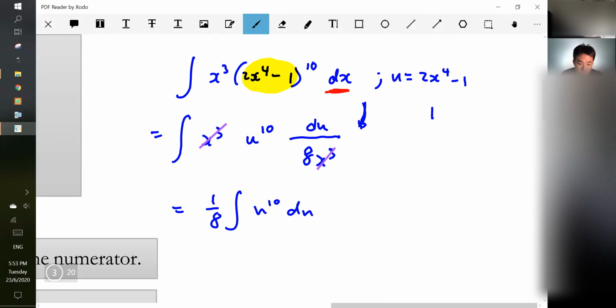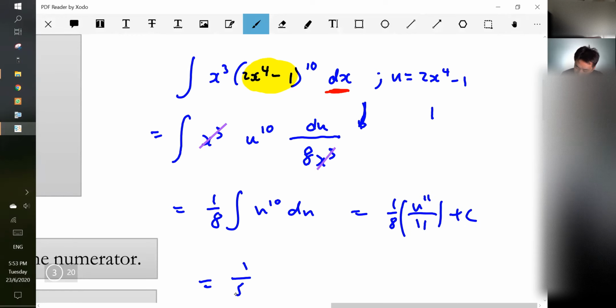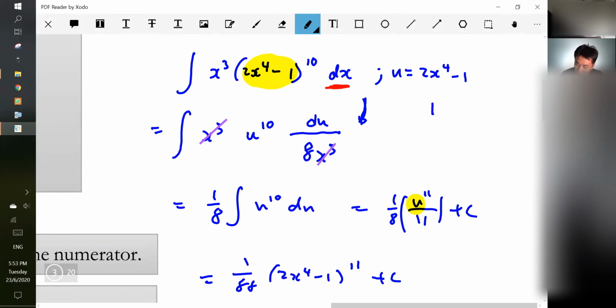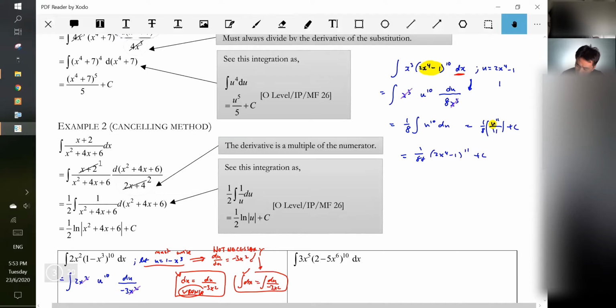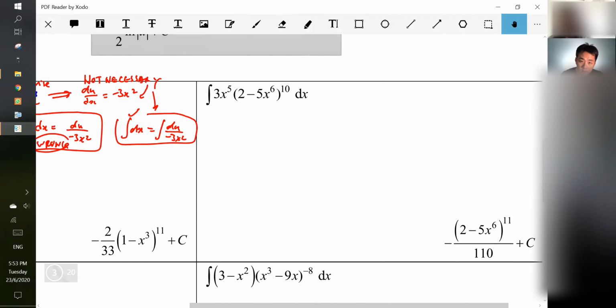du. Okay, so this will be u^11 over 11, times 1 over 8, plus c. So this is 1 over 88 times (2x^4 - 1) to the power 11, plus c. You replace u back with x. Okay, so when you do this, it is also similar.